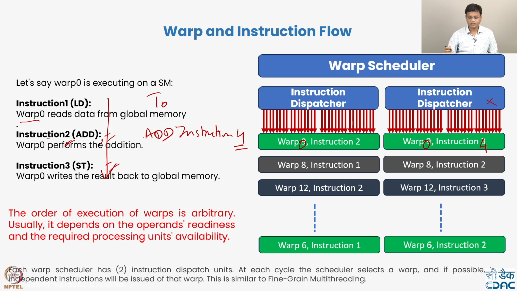These kinds of activities are performed by the architecture itself. The programmer has no need to think about all that, but understanding is important. That is why we can say the order of execution of warps is arbitrary. Usually it depends on the operand's readiness and the availability of the required processing units.